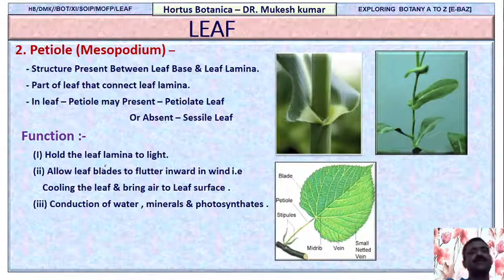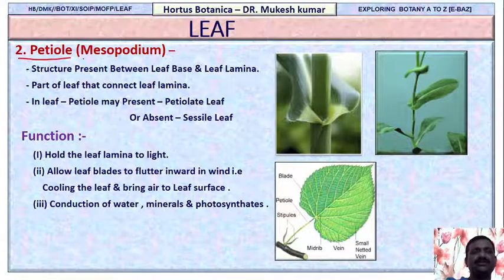Now the second part, my dear, is called the petiole, and this is also called the mesopodium. Meso means in between, podium means lower part. So what is this? This is present between the leaf base and the lamina.